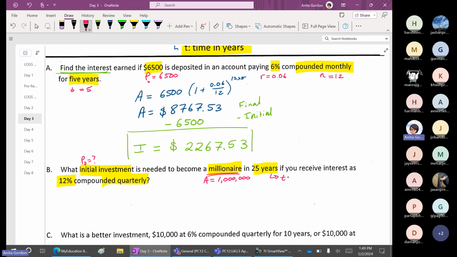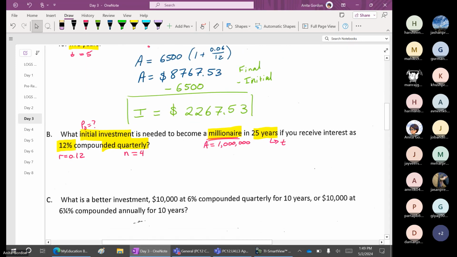If I'm investing for 25 years, that's my time. My rate is 0.12 and my N value is 4 because it's quarterly. Okay, so let's plug it in. 1 million. Please count your zeros carefully. Equals P naught times (1 plus 0.12 over 4) to the power of 4 times 25.